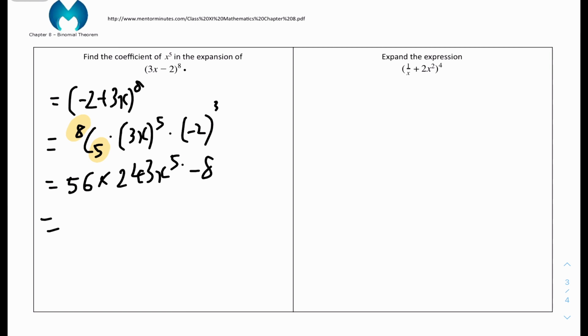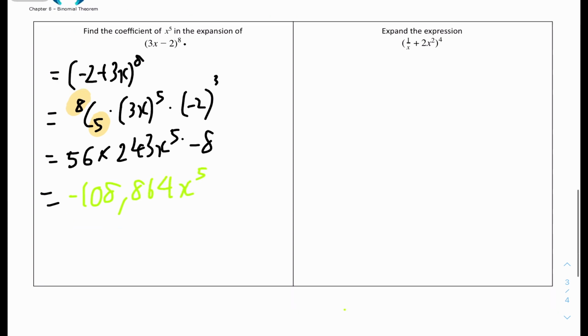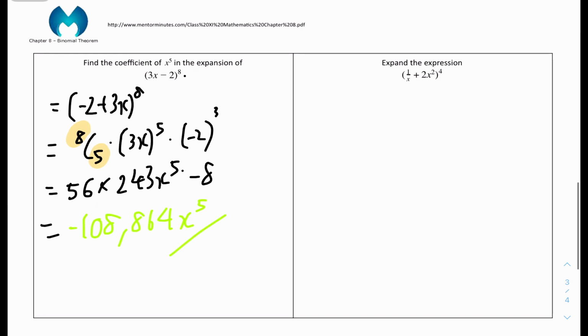And if you multiply everything, you will get an answer of minus 108,864 x to the power of 5. And that's the final answer, because this is basically the coefficient of x to the power of 5. And we just calculate it to double check, and that is correct.